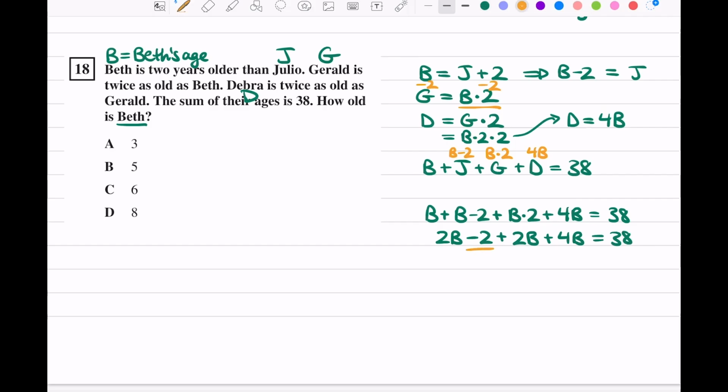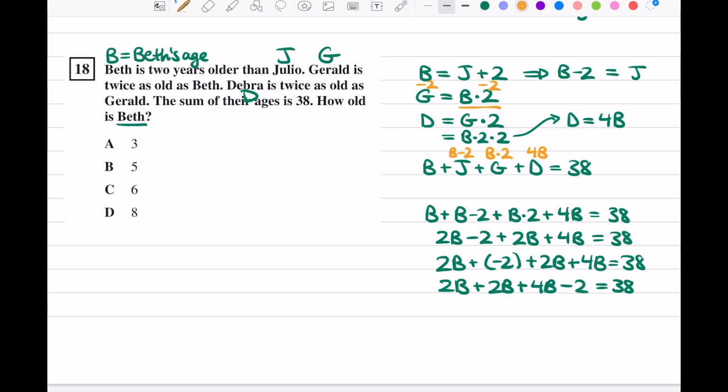We can think of this minus 2 here as adding negative 2. So let's rewrite it like that. We have 2b plus negative 2 plus 2b plus 4b equals 38. On the left side, we're adding 4 numbers. And since we can add in any order, let's go ahead and group our b's together. So we'll have 2b plus the next 2b plus 4b, and then we'll have our plus negative 2, or just minus 2.